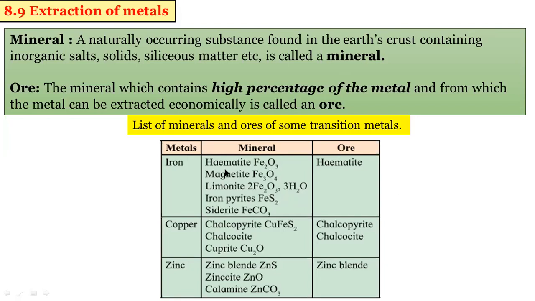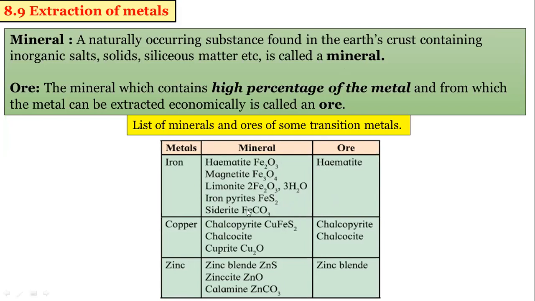So hematite Fe2O3, then magnetite Fe3O4. This is limonite, 2Fe2O3·3H2O. Then iron pyrites is FeS2. This iron pyrite is used in one reaction: FeS2 is used for the preparation of sulfur dioxide in the contact process. Remember, these iron pyrites are used.